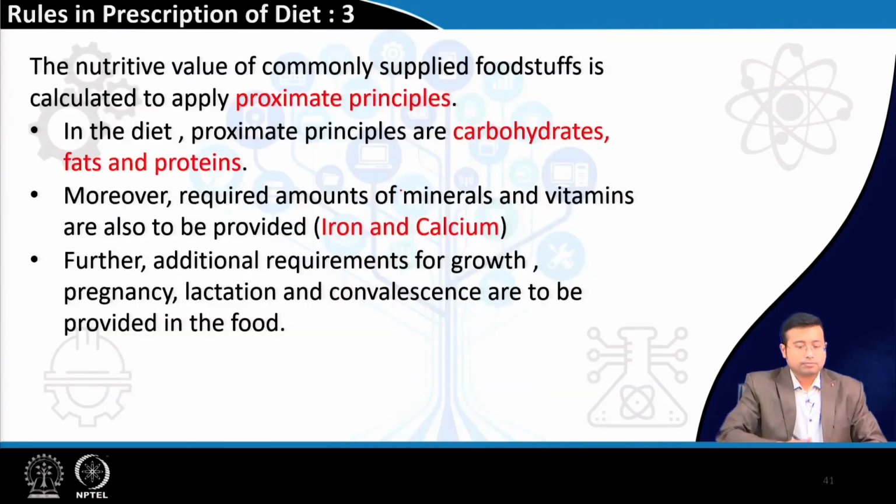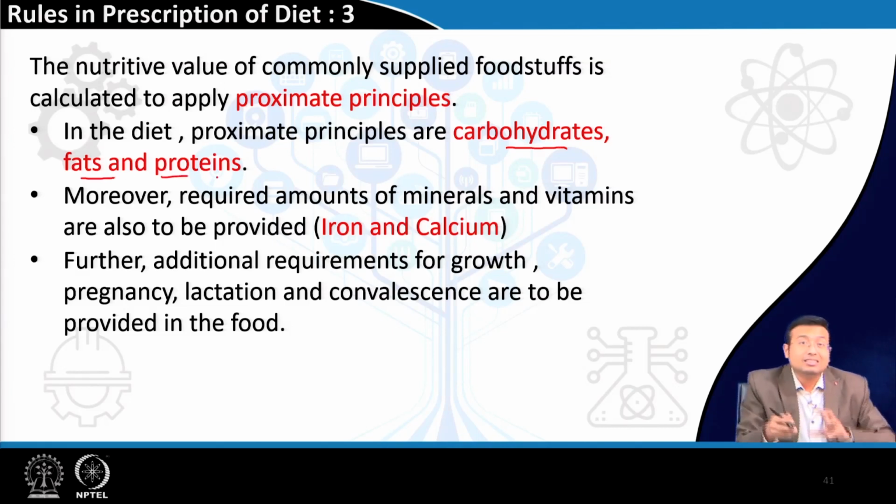All right. Next, what is the next rule? Calculate the proximate principles. Proximate principles mean the total calorie that is needed. Now that we know what activity they are doing, and whether they are overweight or underweight, we now know the total amount that is needed, right.